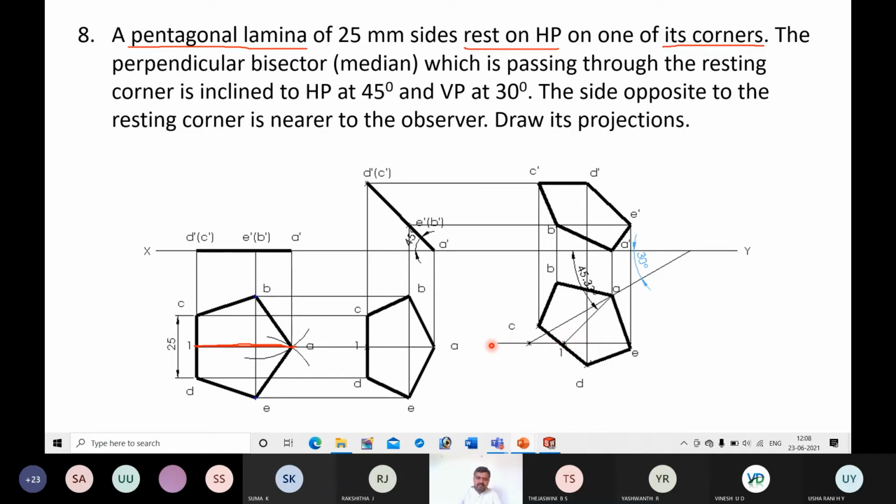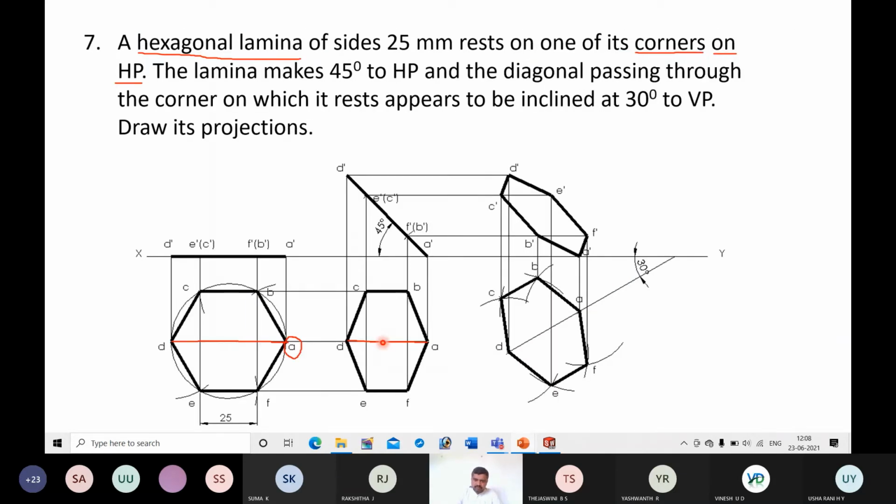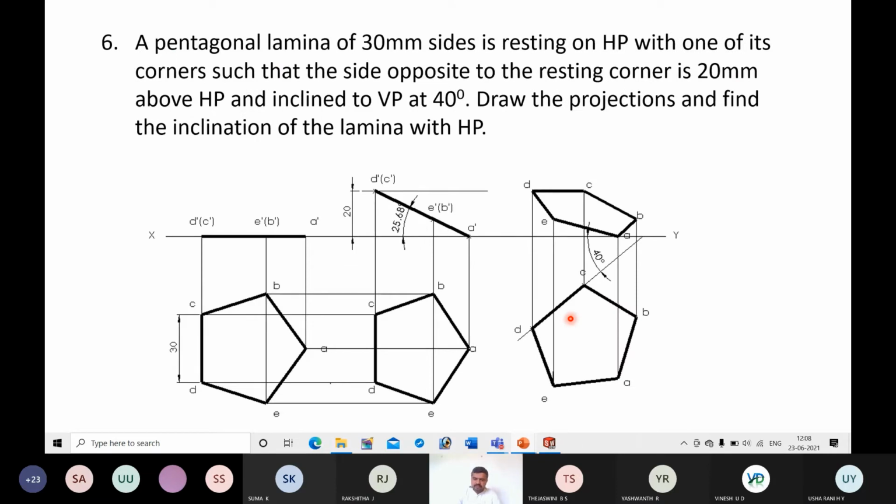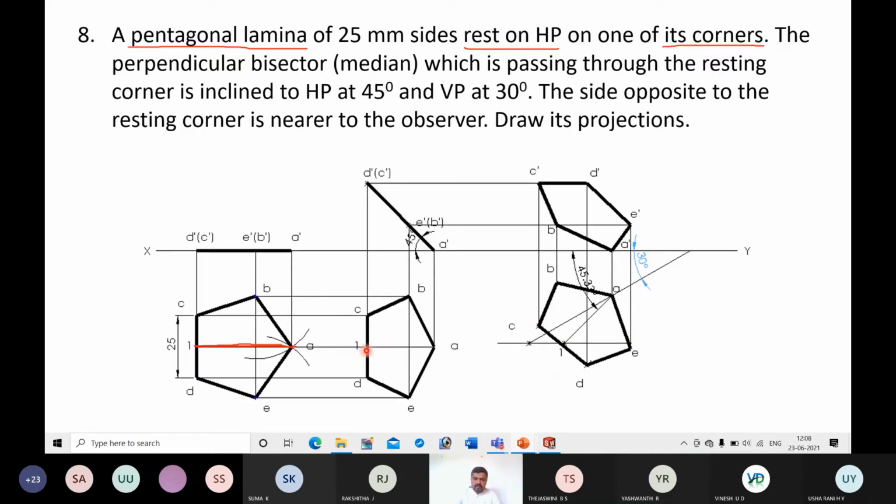In the previous case, the length of this diagonal got reduced, but the given inclination itself is beta. That's why it is not required to find beta. In the case of CD, the true length of CD remains the same, so we can make it inclined at 40 degree because we have the true length. In this problem, we don't have the true length. Because of inclination, the length of the perpendicular bisector A1 got reduced. Now we should find out beta.